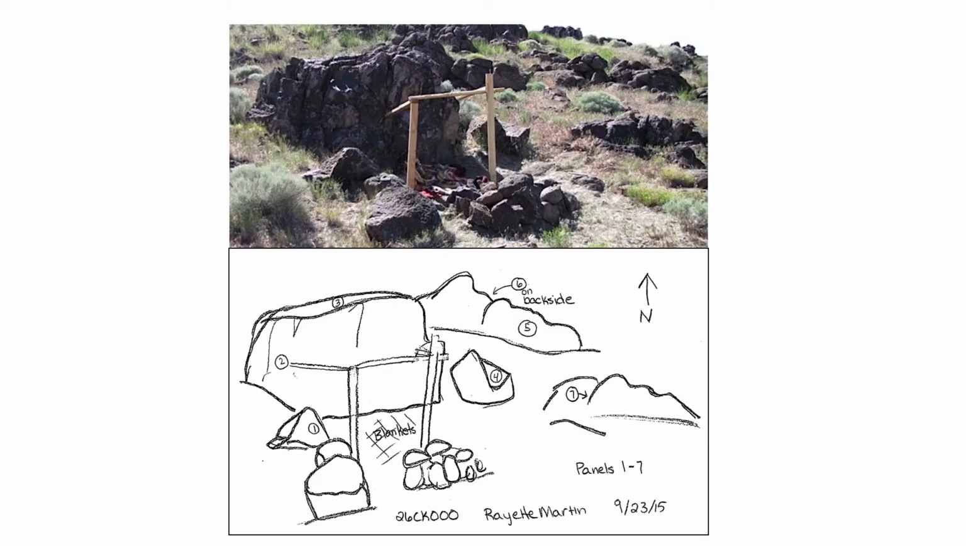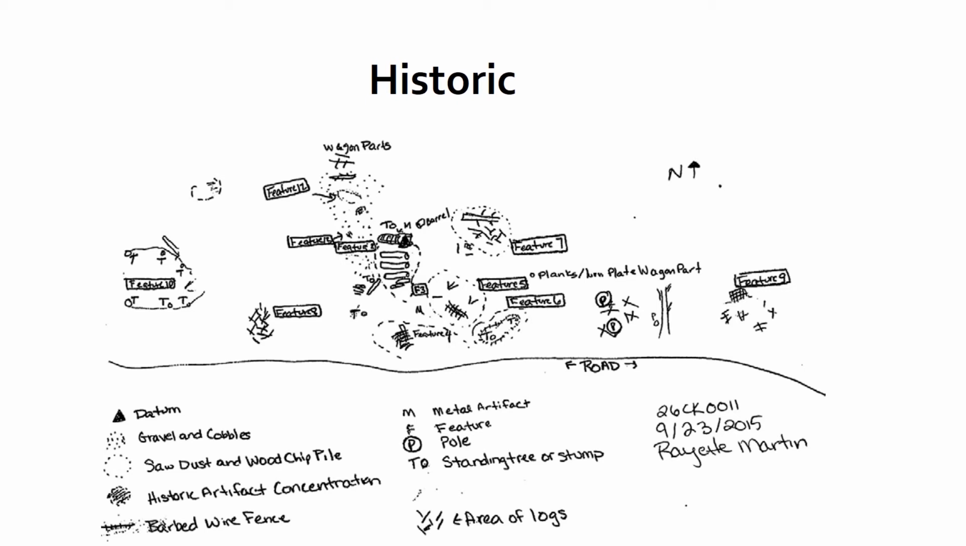Okay, here's an example of a site map for a rock writing site. And sometimes it helps to put arrows to let us know things are located behind things or on top of things because you can't see it in the photo. Here's a really messy site map. It's got a little too much detail, but it does include features and artifacts.